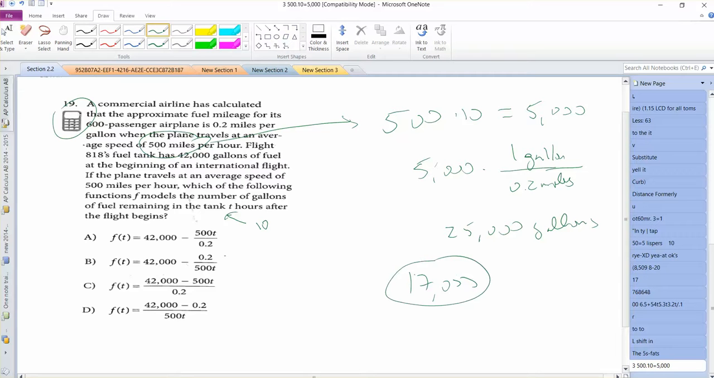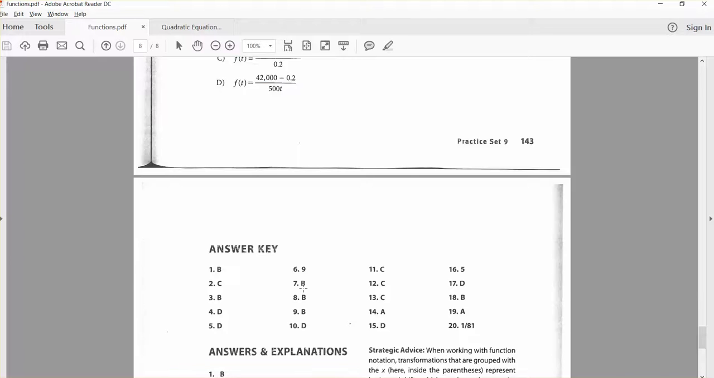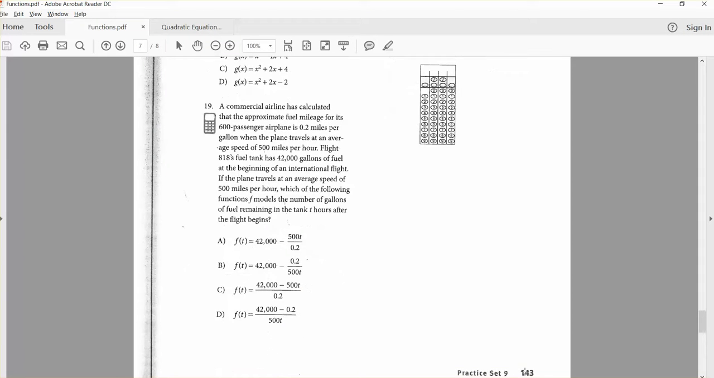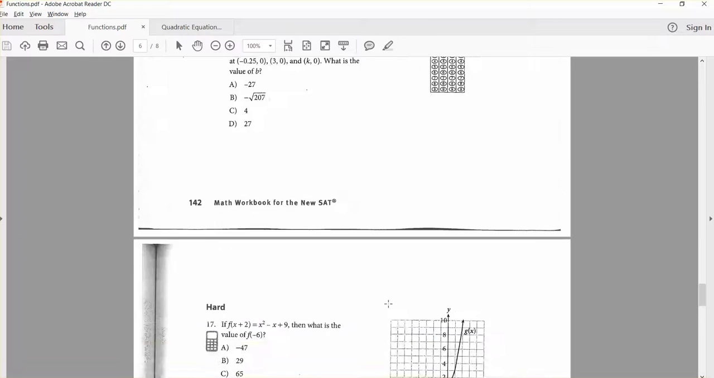So when I plug in 10 for T, that's what I'm looking for. And it looks like A will give me that answer, because that is going to do 42,000 minus 25,000. Definitely not B. Definitely not C, because you want to do 500t divided by 0.2 by itself, and definitely not D. So the answer would be A for 19. And just a double check. Yep, it's A. Okay, that concludes this video on functions.